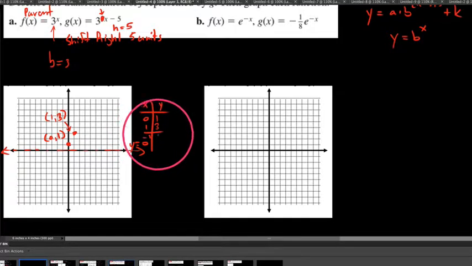We'll put in negative 1. We should get 1/3 here, and so 1/3 would be here. We're going to go ahead and label that point as well. We say negative 1 comma 1/3.